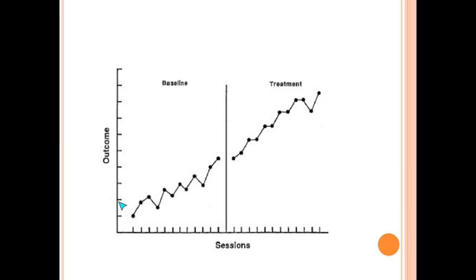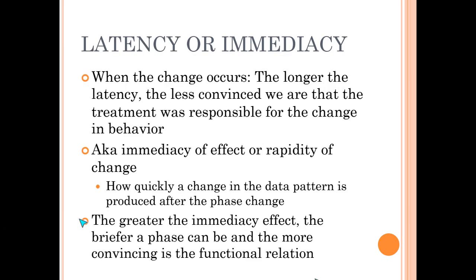Okay, so the last couple criteria are about latency or immediacy, and then later on about consistency of data patterns. Latency or immediacy, what does that mean? This criterion is about when the change occurs. In a very potent, very powerful treatment, you would want to see a change in the data pattern relatively quickly. As soon as you're putting the treatment on, you would want to see a behavior modification.